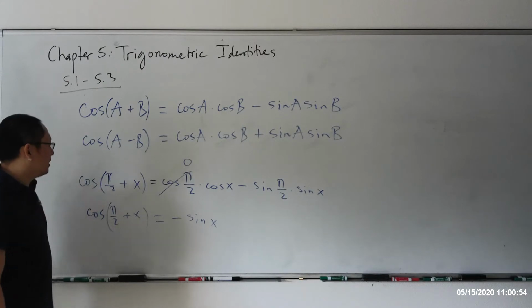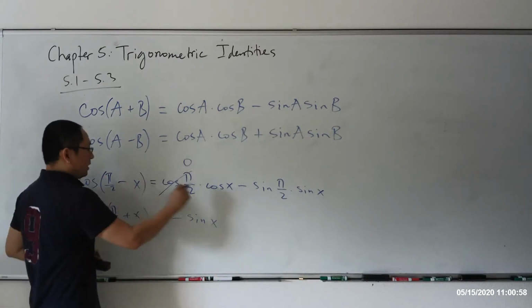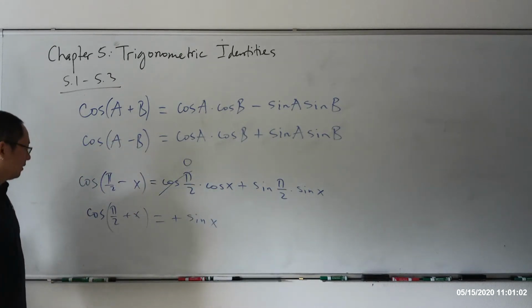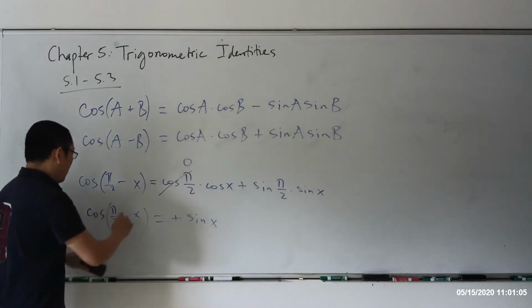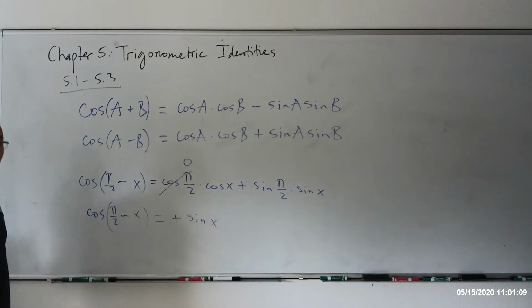And of course you can have pi over 2 minus x in here. So what if I change this to minus, and this becomes plus right here. You have another formula. Okay, so cosine of pi over 2 minus x equals sine x. You have a bunch of formulas that make sense. It's what we learned before.